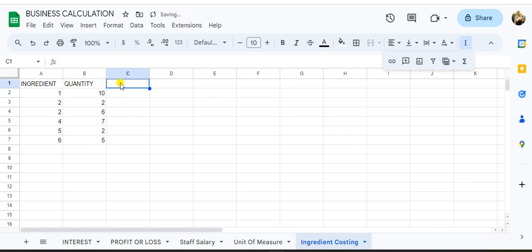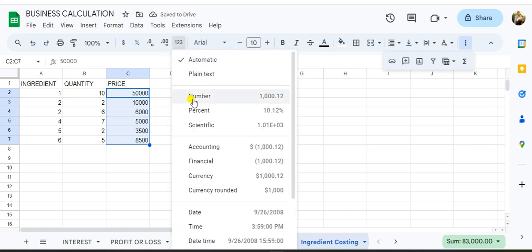Then what else? The price each of them cost us to buy. Let's say the first one costs 50,000 naira. The second one costs 10,000 naira. The other one costs 6,000 naira. The other one costs 5,000 naira. Just randomly, anyhow, but when you go to the market, you put your actual price. This one is just for illustration purposes. Then we have 8,500. This is just an example.